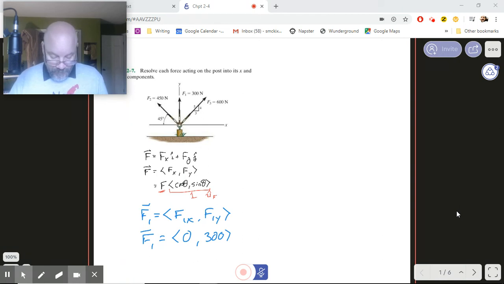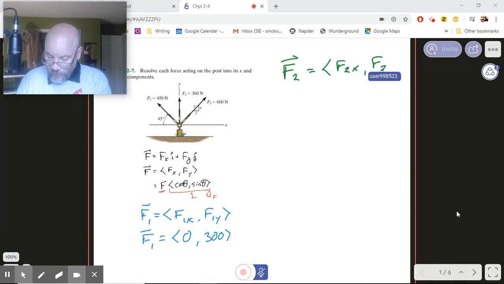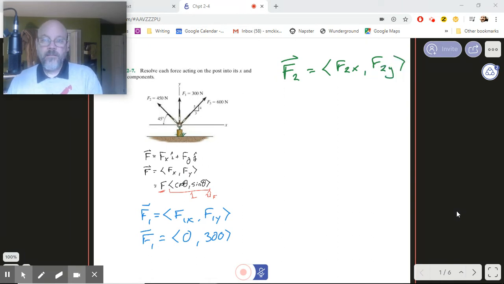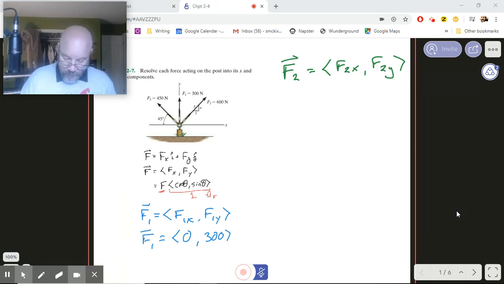Okay, so on this one, then we've got F2. And here we're going to need F2x and F2y. That's how we're going to write that. So we need the x component. Let's take a look at our drawing over here. If we make a little triangle on this vector right here, the base of this triangle, that's my x component, f sub x, which means f sub x is f cosine theta.